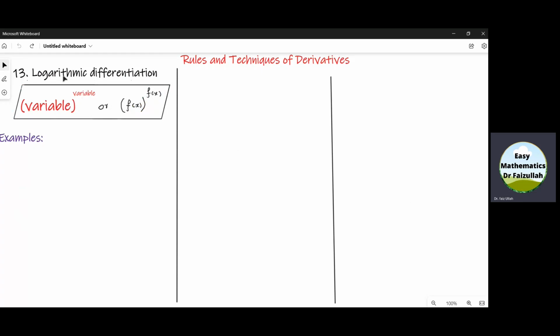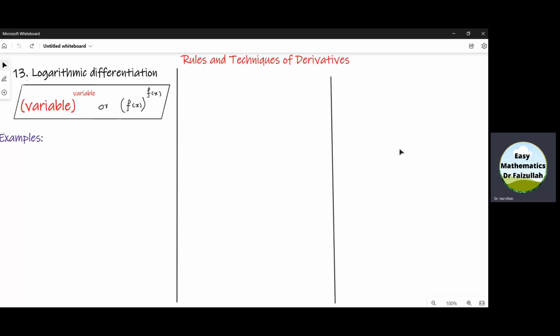Logarithmic differentiation. If we are given a variable whose power is also a variable, then how to differentiate that? In other words, if we are given a question in which the base is a function of x and its exponent is also a function of x, then how to differentiate it? We shall explain such type of differentiation by solving some examples.